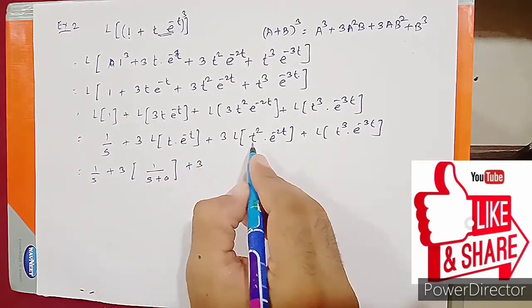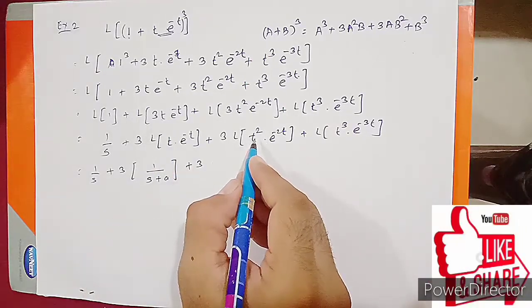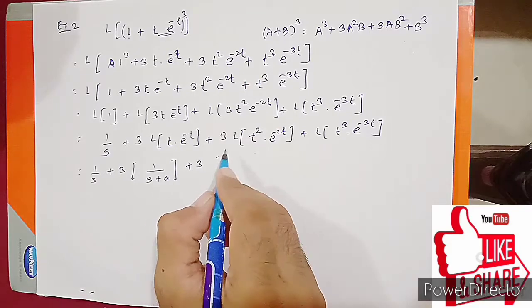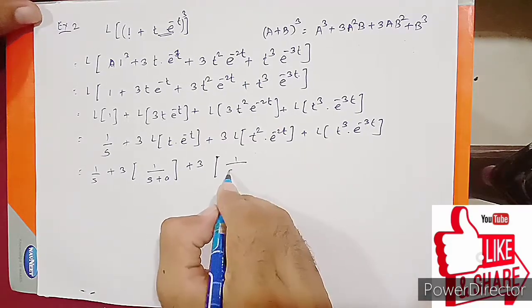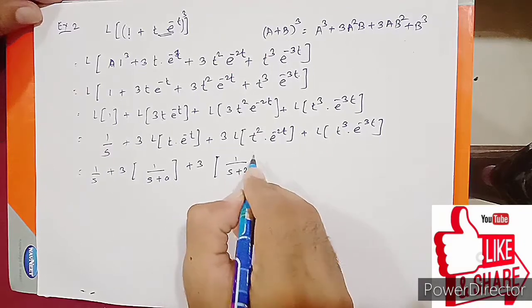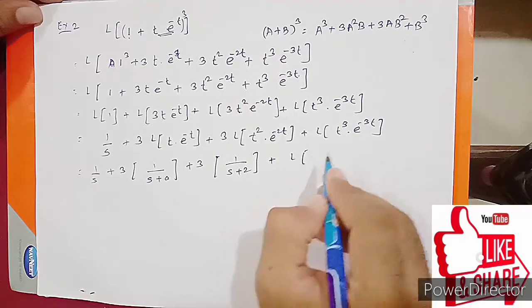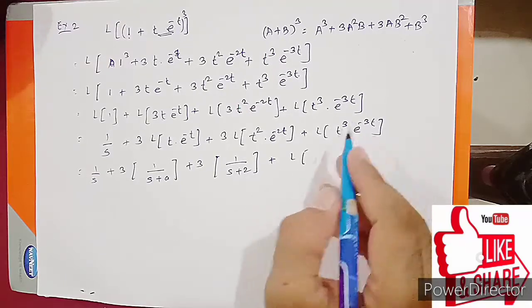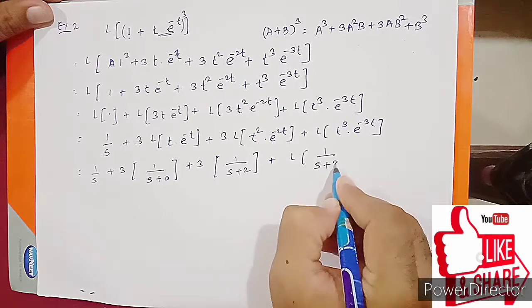Plus 3, again t square, that means what? Again for t square, we are just taking it pending here. So what is the Laplace of e raised to minus 2t? It is 1 upon s plus 2, because it is a minus. Again here t cube, we are taking it pending, so Laplace of this one is 1 upon s plus 3.